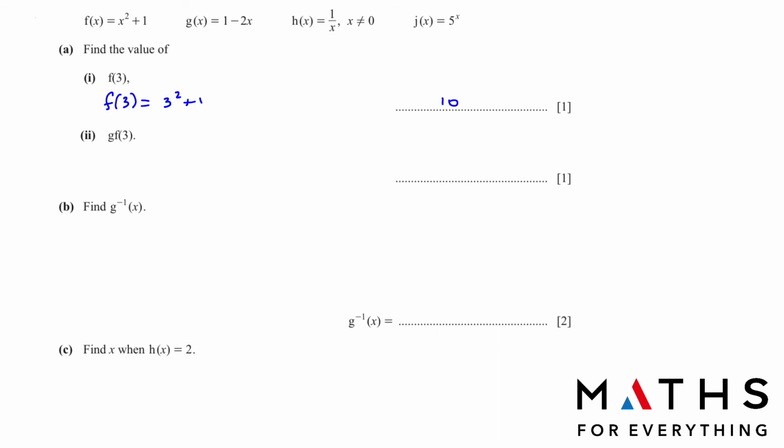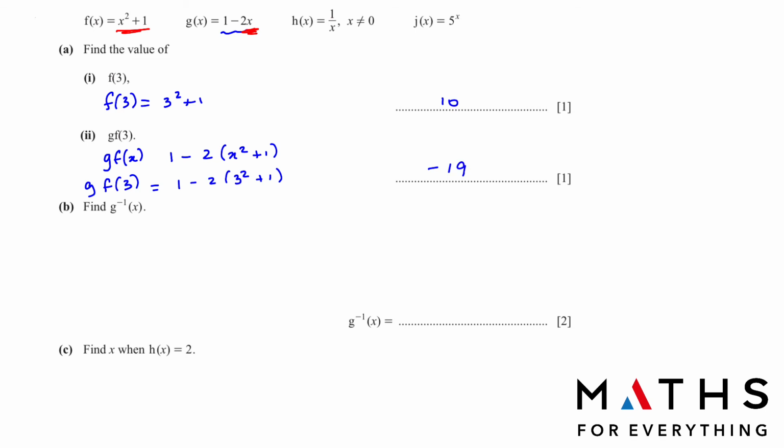Then g of f of 3. So in g of f of 3, you write the function g and then replace the x with your f function, which is x squared plus 1. Do you understand? This x, replace it with x squared plus 1. And then wherever there is x, just substitute 3 in it. And we'll get the answer, negative 19.